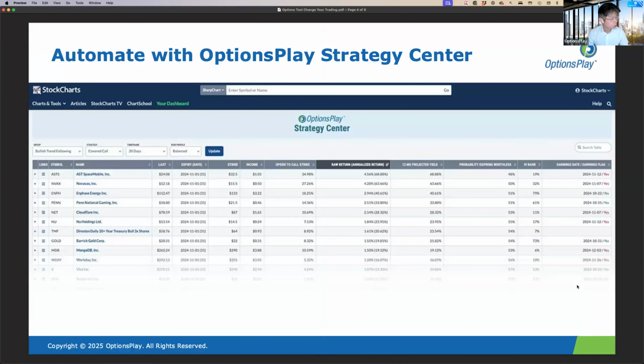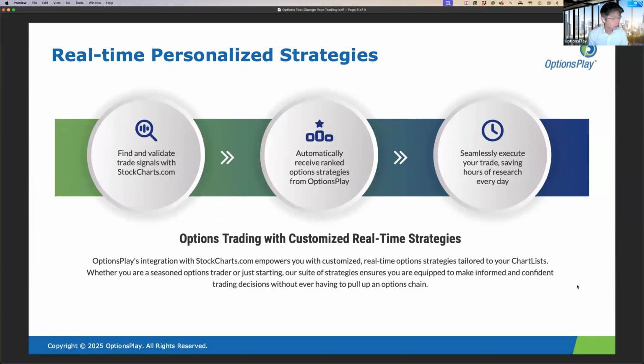So what I'm going to walk you through here today, first of all, is how the Strategy Center automates the different steps that you might take as an options trader, and then show you what it means to find these real-time personalized strategies.